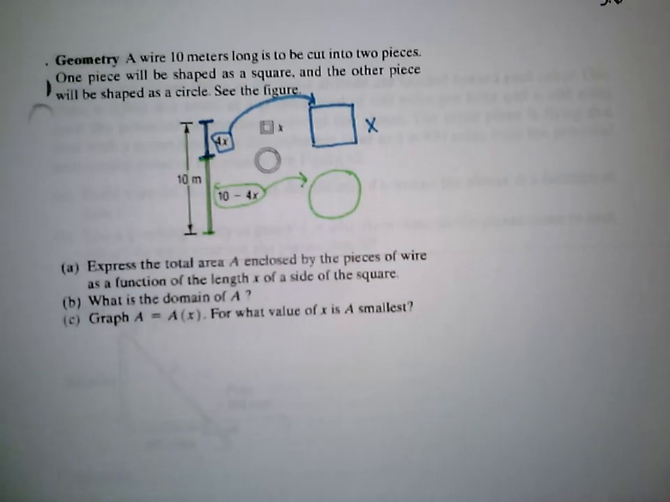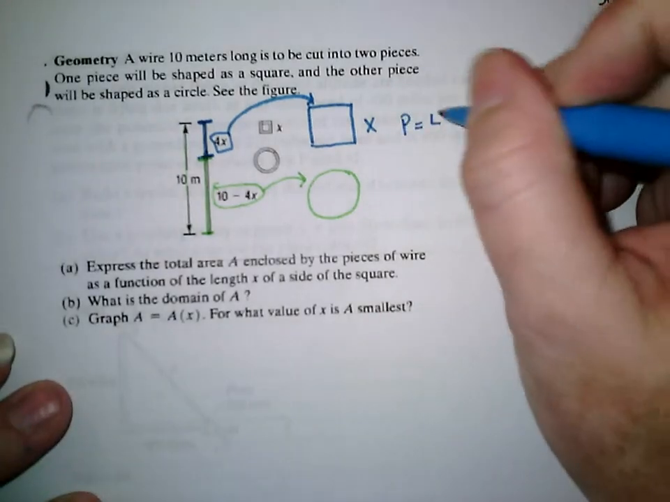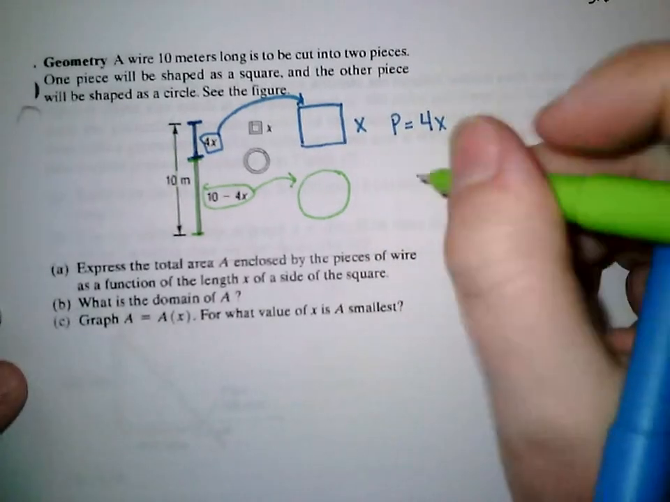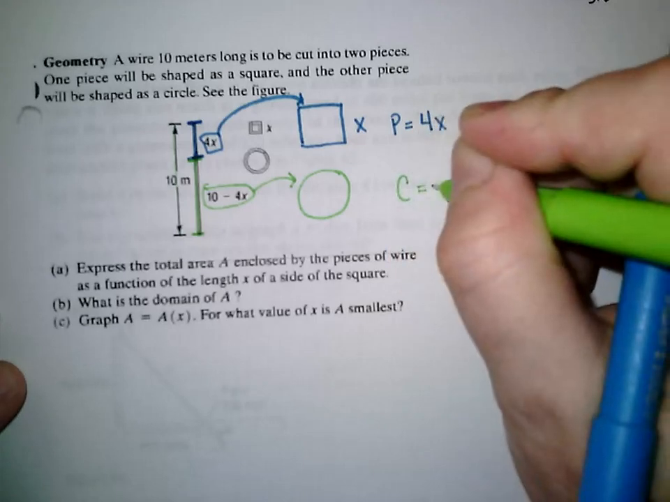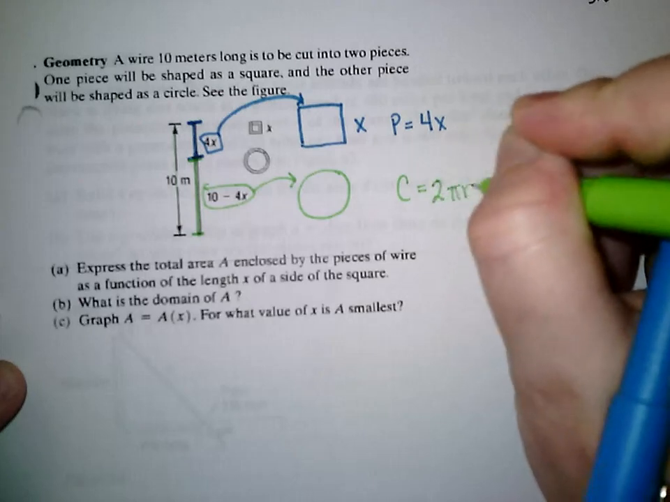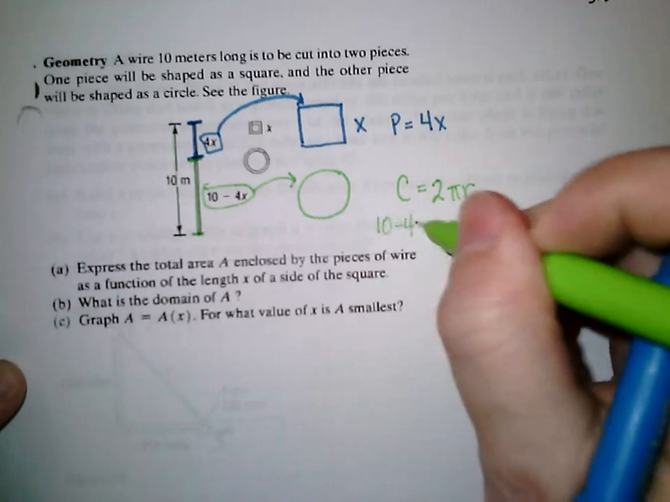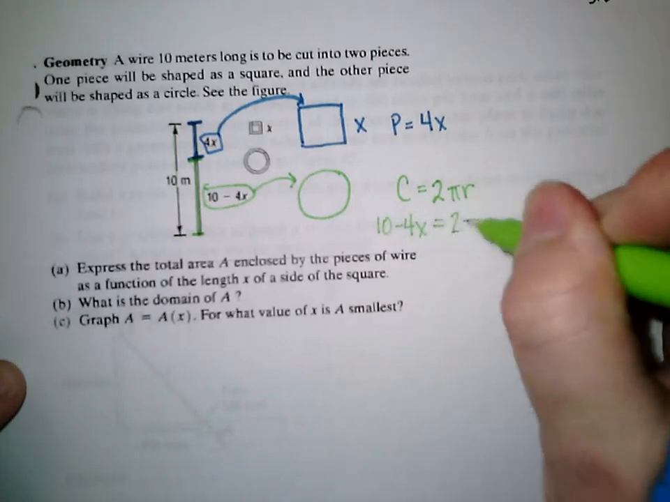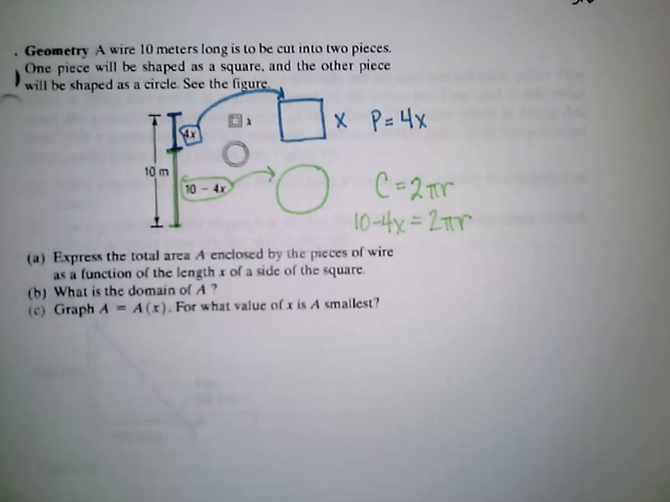So some formulas that might be useful would be the perimeter of our square. So the perimeter is 4x because we're going around 4 times. And the circumference of a circle, normally we find circumference by doing 2 pi r, but we also know that we're using 10 minus 4x of our wire to make that up. So we can have this equation 10 minus 4x equals 2 pi r.